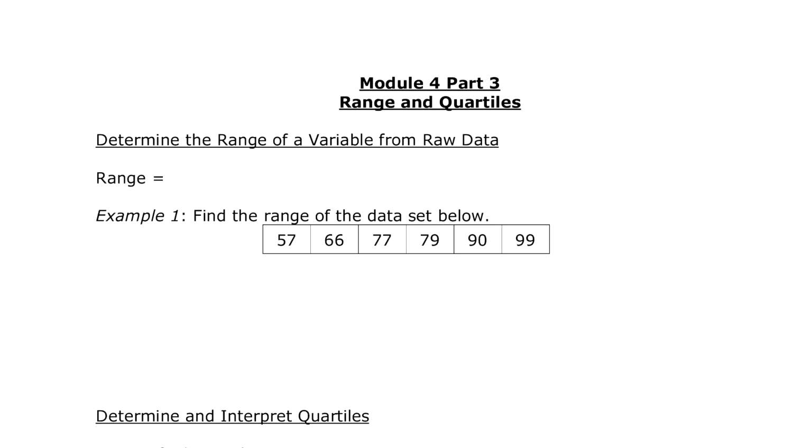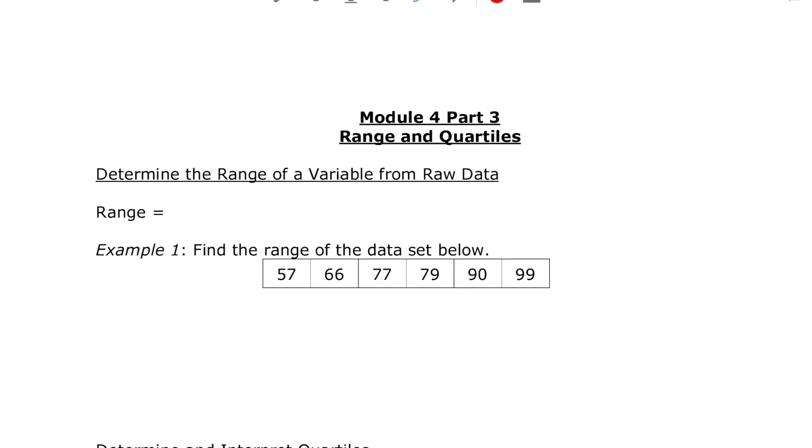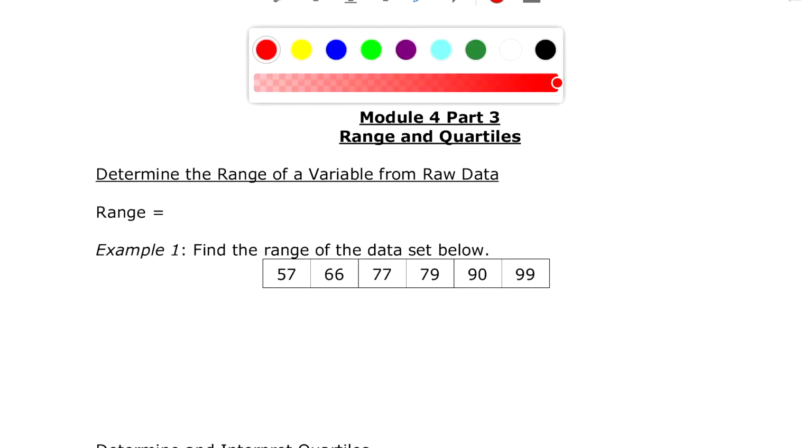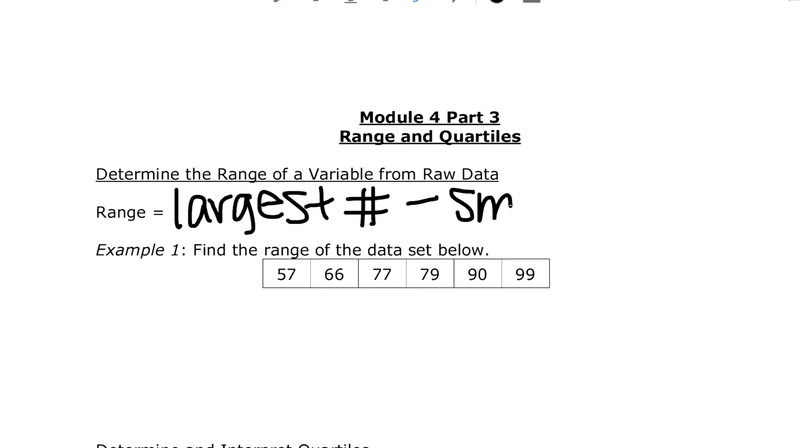So the first thing we're going to look at is how to calculate the range of a data set. The range is going to be found by taking the largest data value and subtracting the smallest data value. So it's the largest number minus the smallest number.